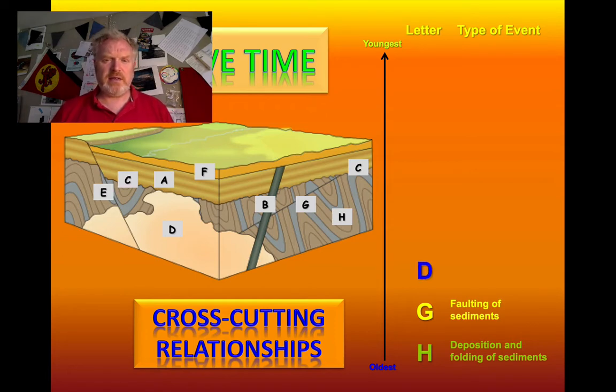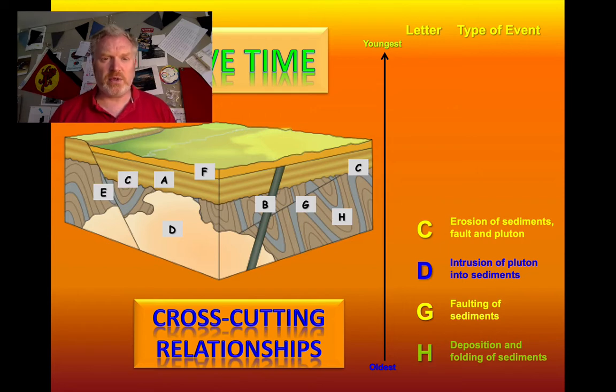The next thing then is D. D is the intrusion of a pluton. And we can tell D is younger than G because you'll see that D cuts across the fault at G. The fault hasn't broken the rocks at D. The next thing then is C. C is erosion of the sediments to form an unconformity. And you can see that D has been eroded.